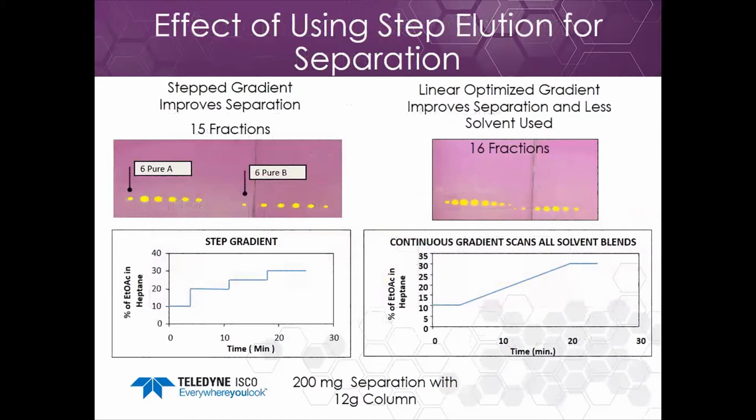So that's a simulated open column. That would be simulating what you would be doing in the lab without an automated system, and that should show how many fractions you would get and how much solvent and time it would take.